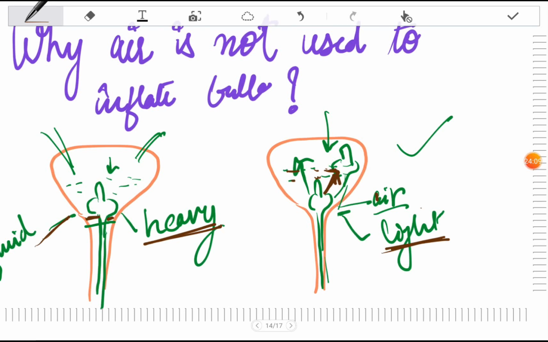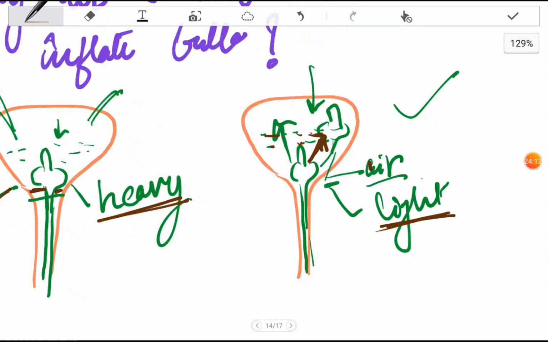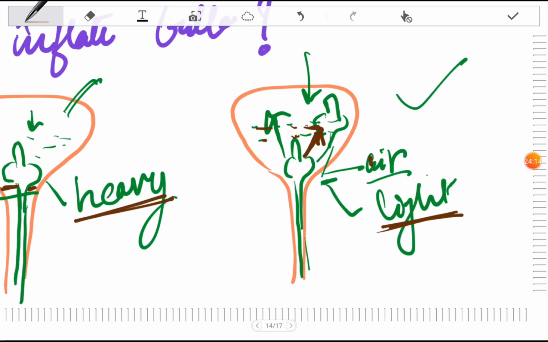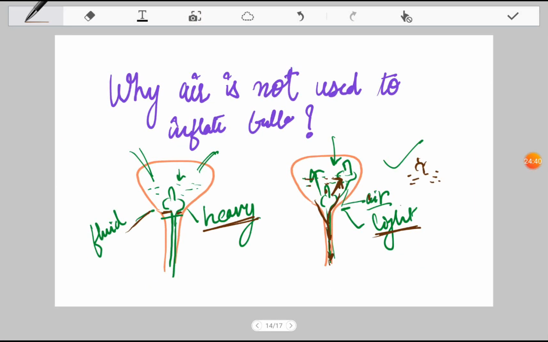The purpose of the catheter is that it has to be retained there so that the urine can pass through the outlets. But if we inflate it with air, it would go upwards, above the urine. So all the urine would drain from here, not into the pipe. So this is the reason why we don't use air to inflate the bulb.